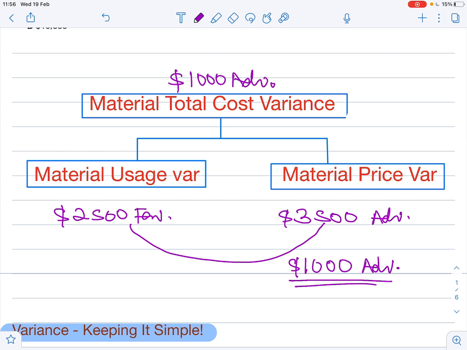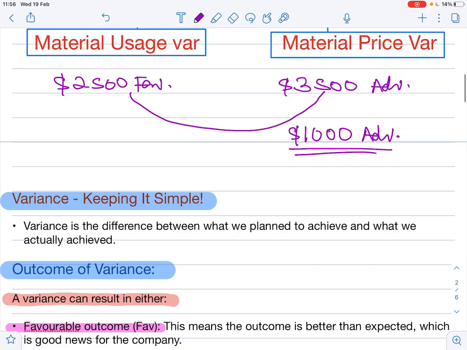Okay, so my next question for you is this. So what happens if the requirement just says material total cost variance? Would you be stressing yourself to do material usage variance, material price variance before you can get the material total cost variance? And then the answer to that is no. Just go straight to that part. So how do you do that?